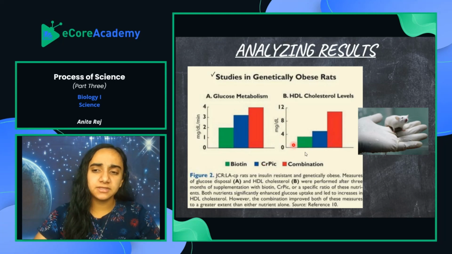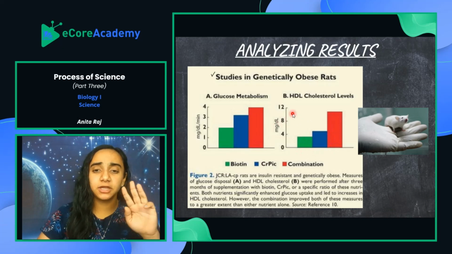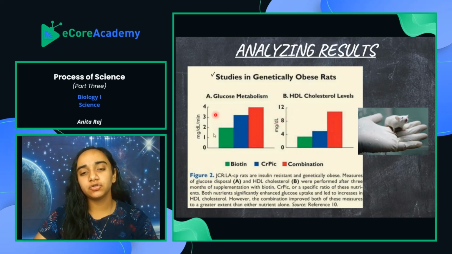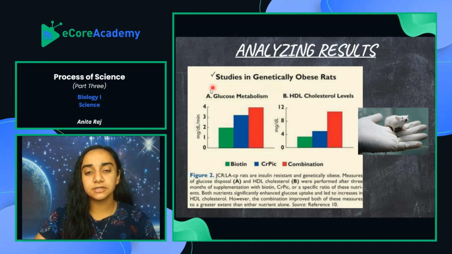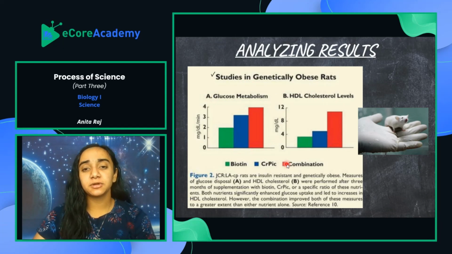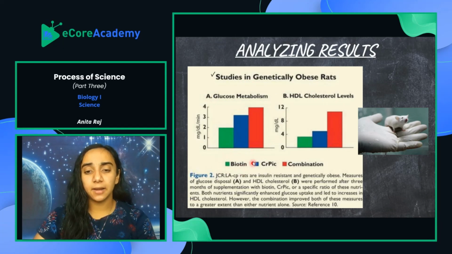What these scientists have done is they conducted two separate experiments. This is one experiment here. This is the second experiment here. In experiment A, with the glucose metabolism, they split their mice into three groups. Let's say they had 60 mice, split into three groups. The first group just got biotin, so just that vitamin B, and the second group got CRPIC. The third group got a combination of both biotin and CRPIC.